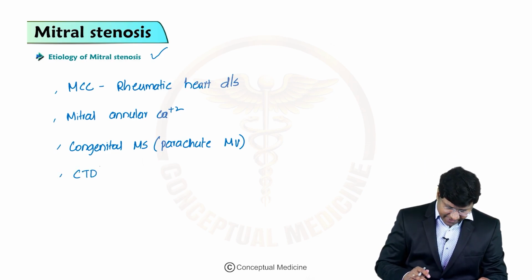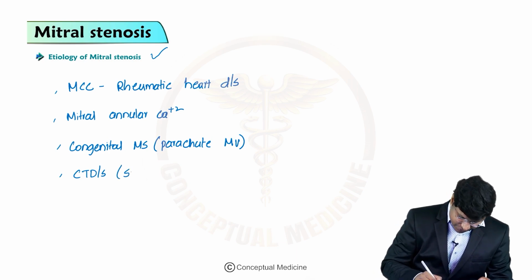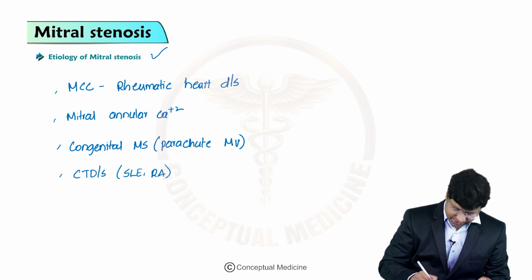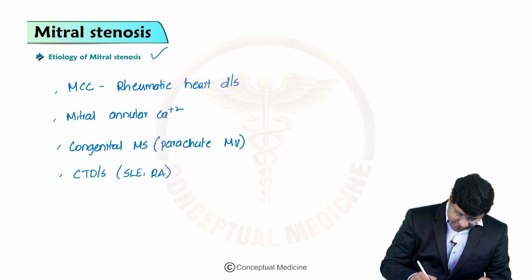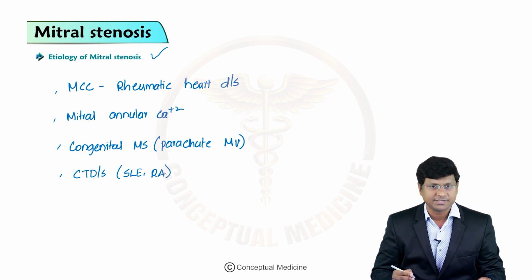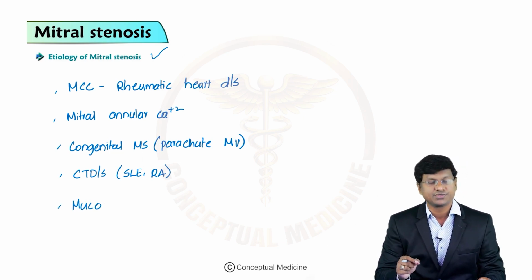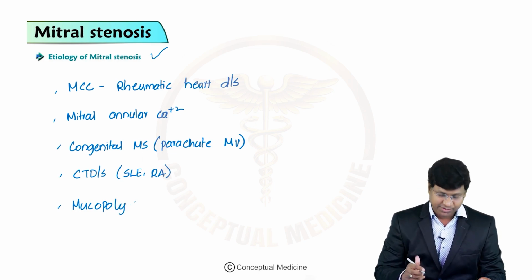Apart from this, we also have the connective tissue disorders. The connective tissue disorders that will cause mitral stenosis are systemic lupus erythematosus as well as rheumatoid arthritis. And we also have a storage disorder, and that particular storage disorder is mucopolysaccharidosis.